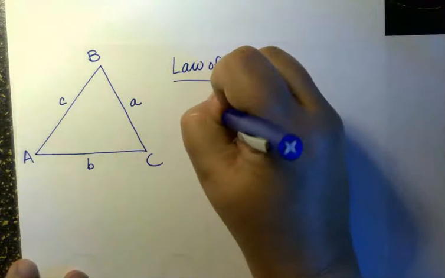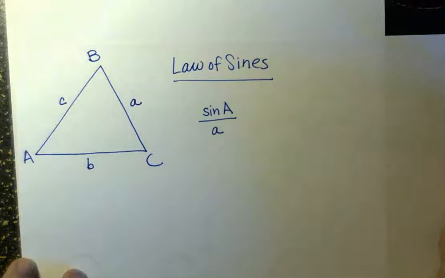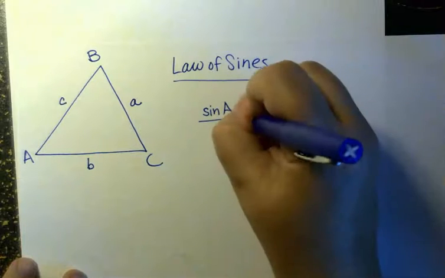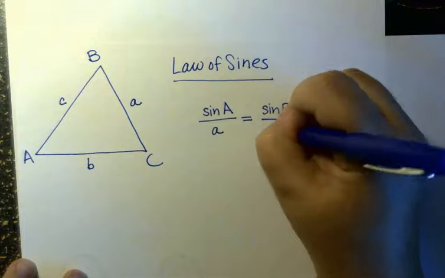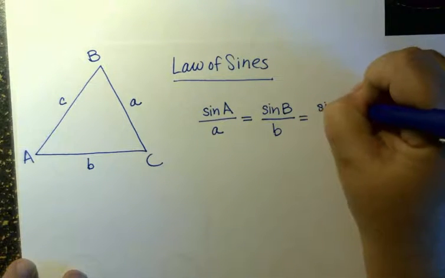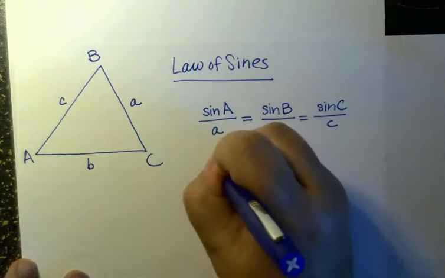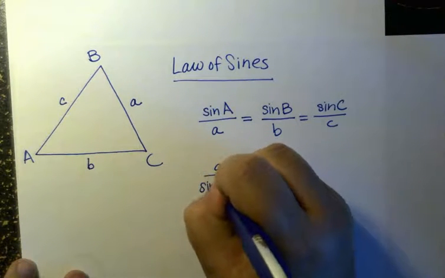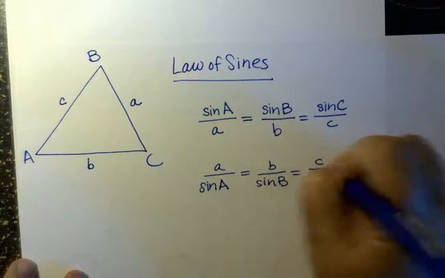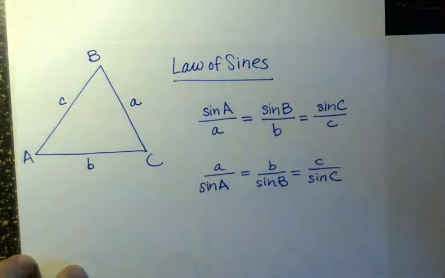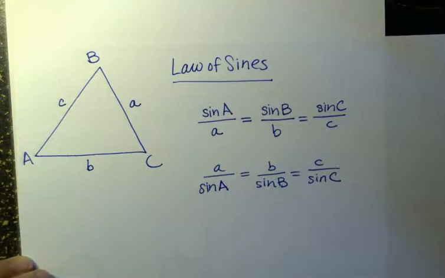In other words, the ratio between the sine of angle A and the length A, the length of the side across from it, is going to be the same for the sine of angle B and the length across from it, and also the ratio of the sine of C and the length across from it. Sometimes you'll see it written just like this. Sometimes you'll see it the other way, upside down, with the side lengths on top and the sines of the angles on the bottom. It doesn't matter. It's all the same. So that's what the law of sines is telling us, and that's what we're going to use to do these problems.